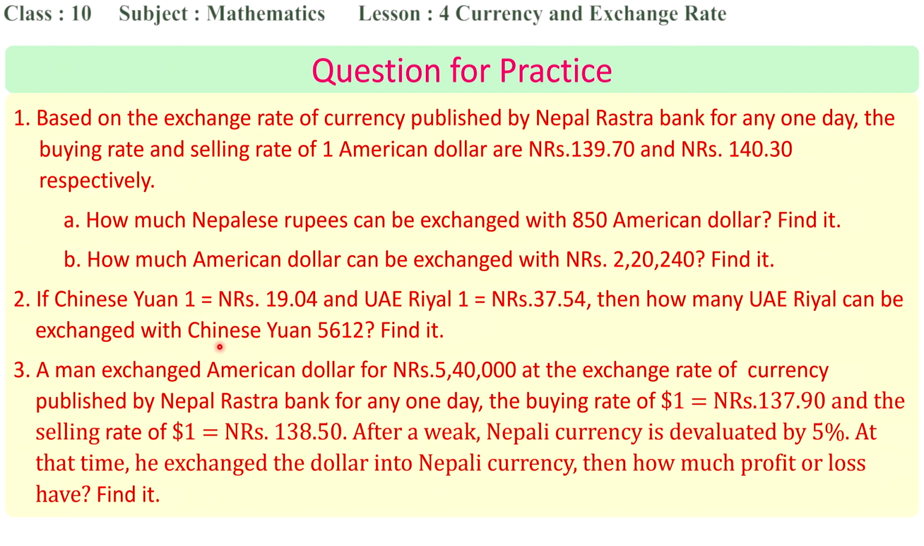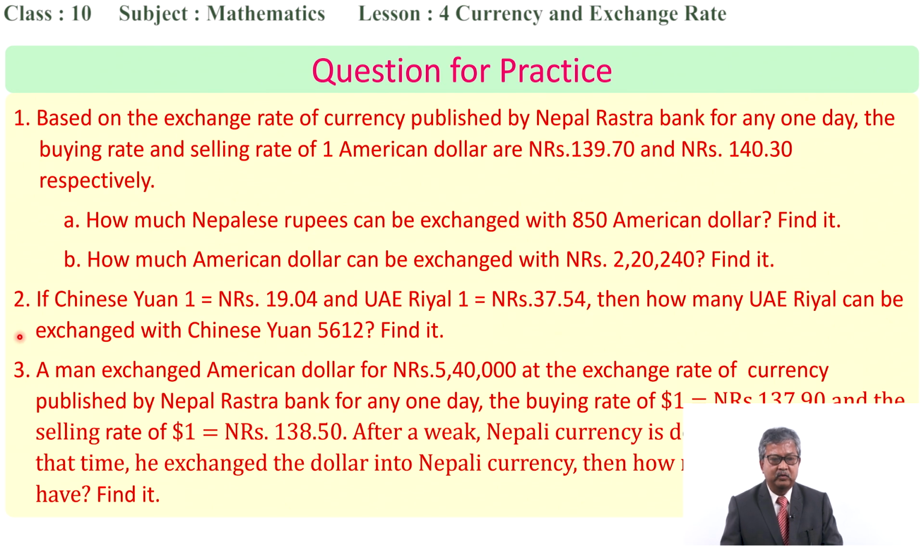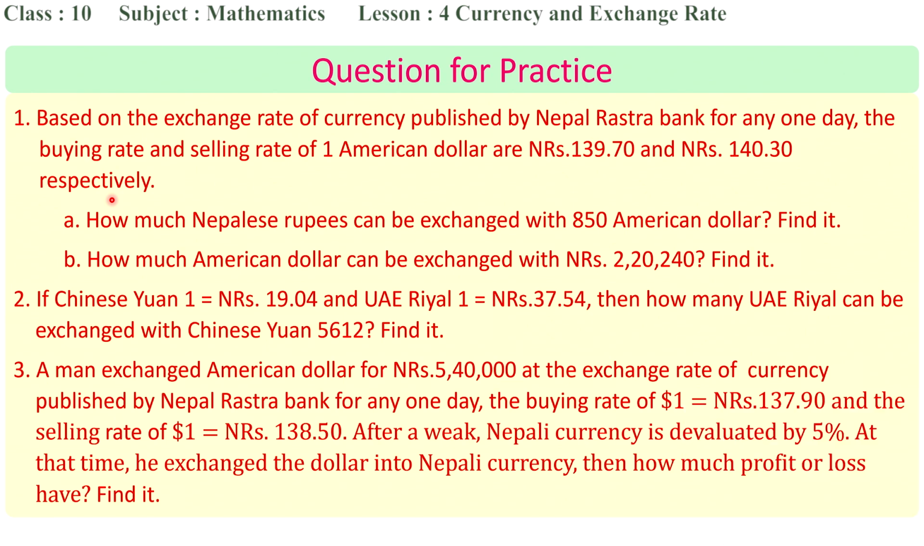Similarly, now some questions for you for practice. Here I give problems 1, 2, and 3 on the basis of today's class. So what is today's class? First, using the chain rule or the unity method to exchange the currency of one country to the currency of other countries. So the problem is this one here: Chinese yuan 1 is equal to this many Nepali rupees, and 1 UAE riyal is equal to this many Nepali rupees. Then how many UAE riyals can be exchanged with the Chinese yuan? Similarly, on the basis of devaluation, there is also one problem.